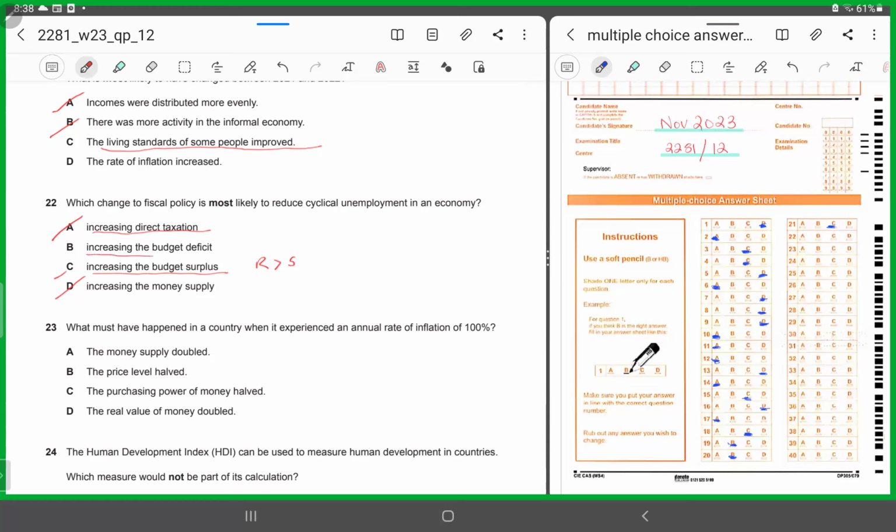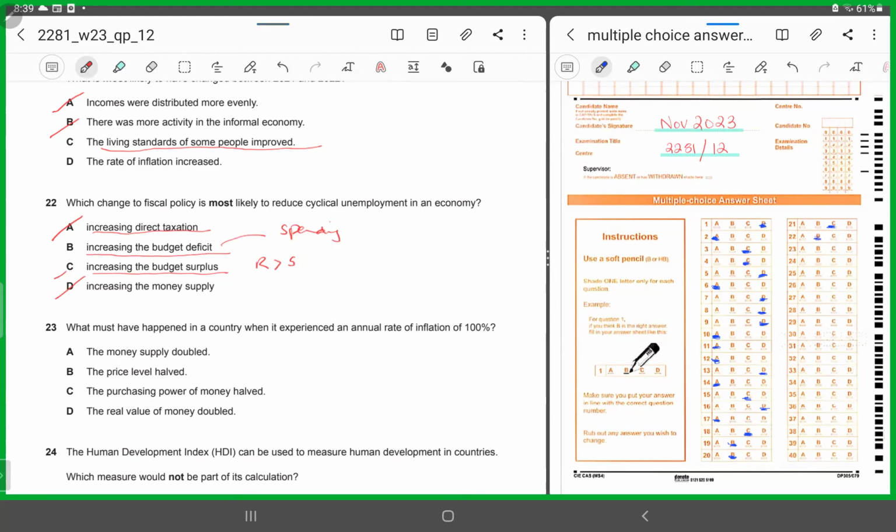Why budget deficit? Because we want government to spend more. And when the government is going to spend more, why? Because it wants to boost its economic activity. So there will come a situation where it will be a budget deficit situation. The spending has to outstrip the revenues the government would be receiving. So 22 has to be B.